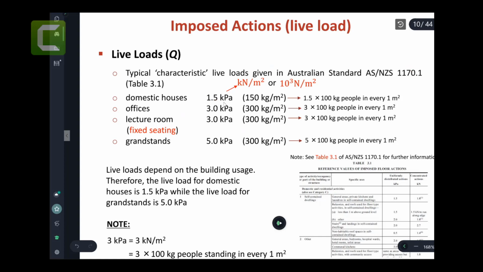So typically for houses 1.5, 3 for offices, lecture theaters 3 as well. And for sport centers, it's 5 kPa. And again, as I said, this 3 should be 5 actually. Yeah, this little 3 should be 5. Okay, so it should be 500 kilograms per meter cube. Any questions you got there?